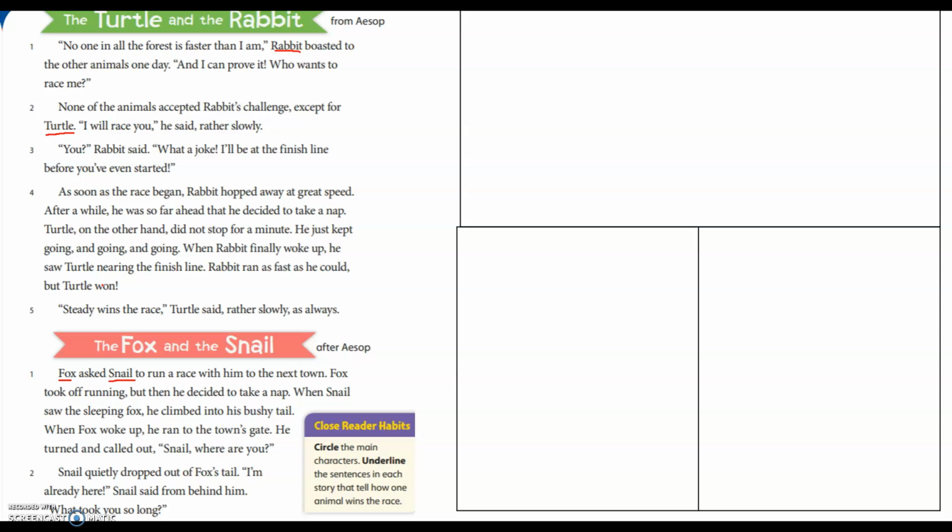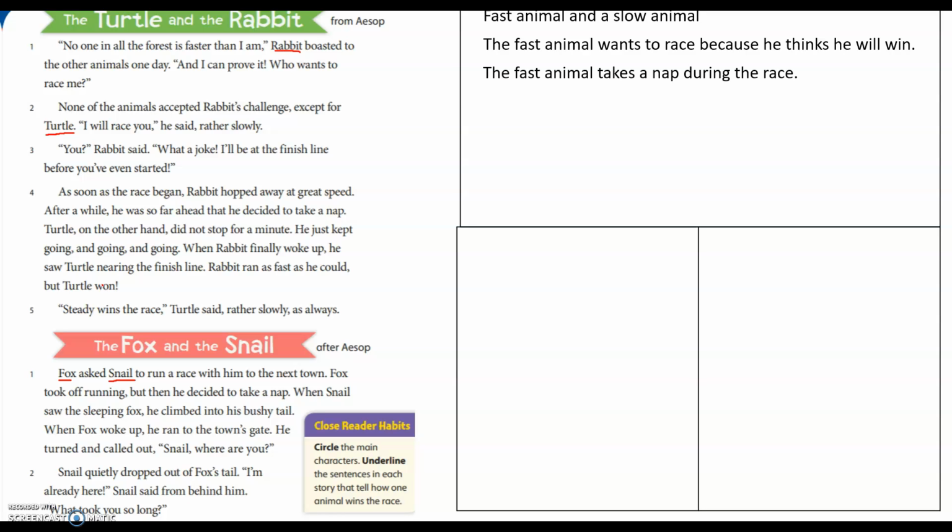Let's talk about some of these similarities and differences. We know that both stories are about a fast animal and a slow animal. We know the fast animal wants to race because he thinks he'll win. The fast animal takes a nap during the race in both stories. And then in the end, the fast animal ends up losing the race.